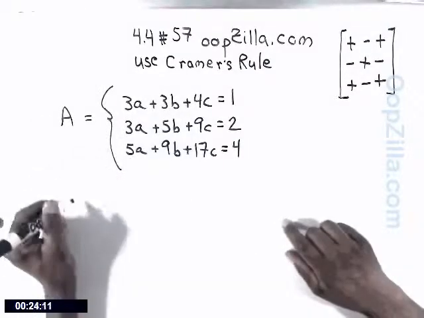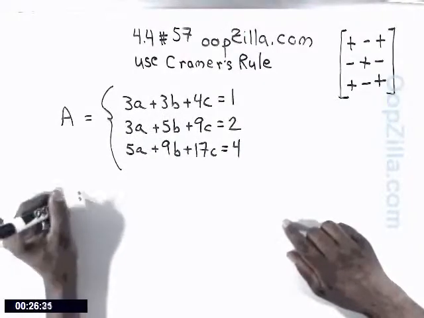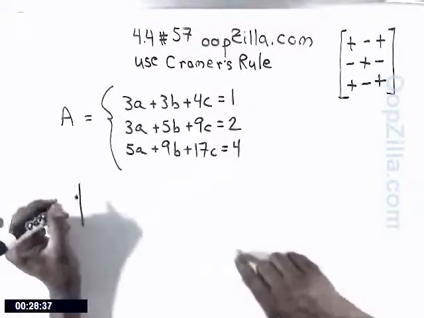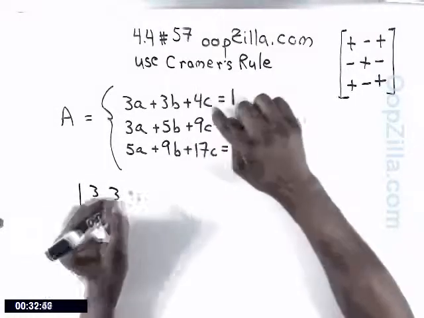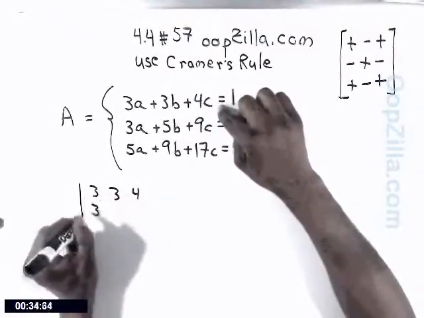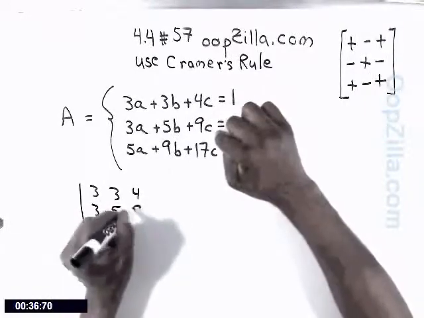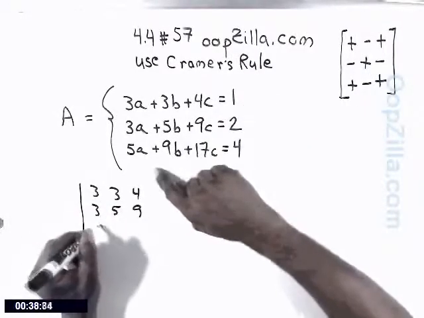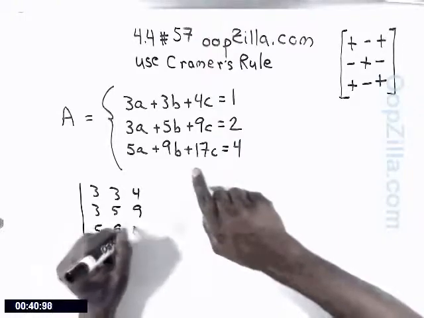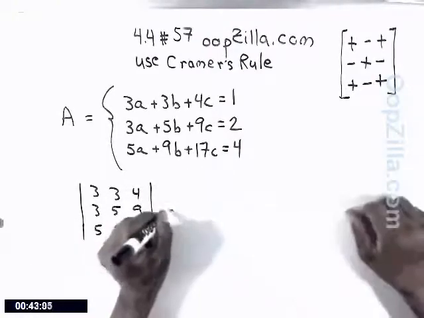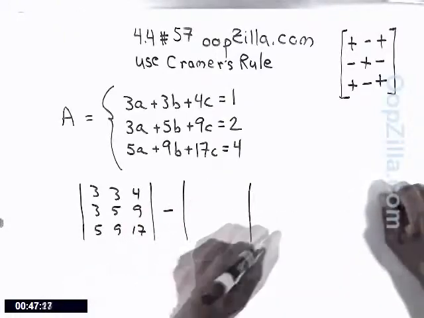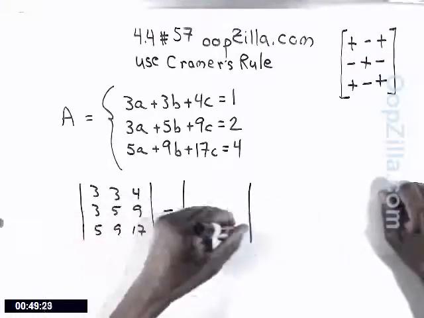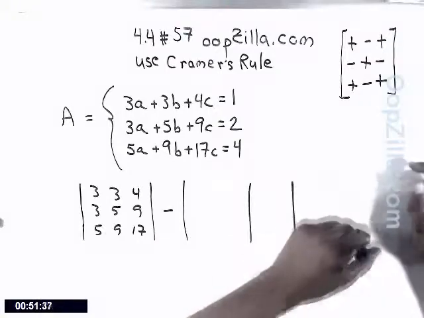So the first one, to find the determinant, I'm just going to grab the coefficients on this side. That's 3, then another 3, and then the 4. That's going to be 3, 5, and a 9. And then come on down, it's going to be 5, 9, and 17. And then I'm going to put a minus sign because I know that's coming. We've worked these so many times. Okay, and let's see. That's 1, and then move over for the next one.